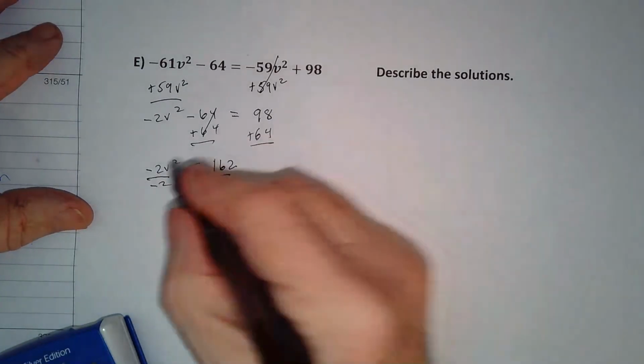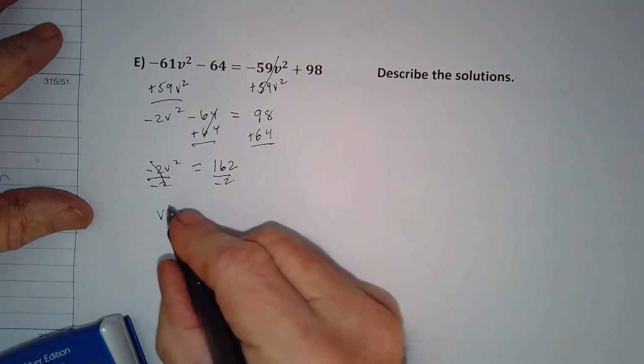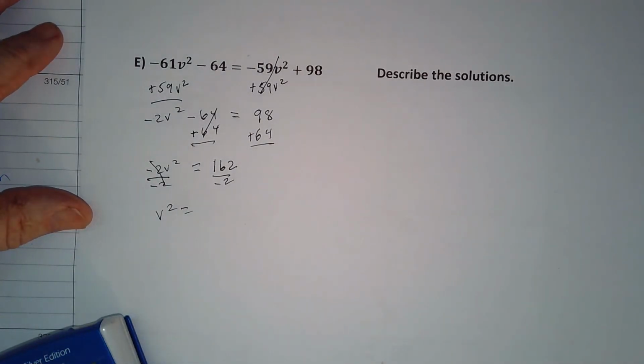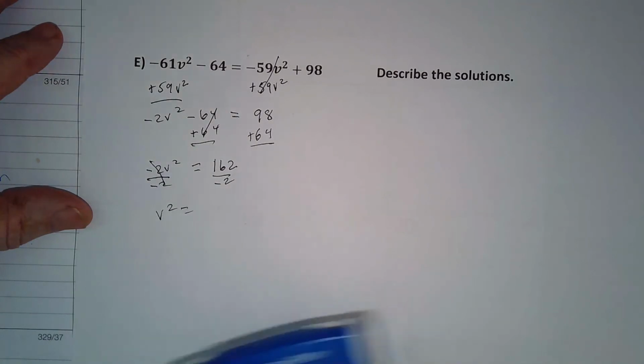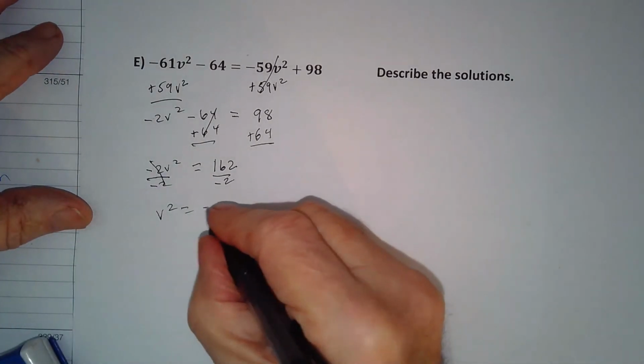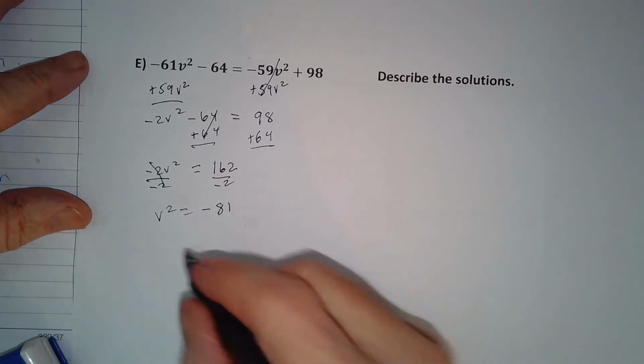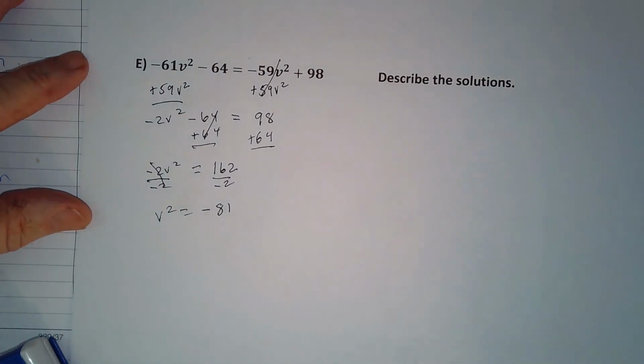So when I do that, I'm left with v squared equals, and these are both even numbers, so 162 divided by negative 2. Oh, it's negative 81. So I get negative 81. Right? Now remember, I'm going to take the square root of both sides here.